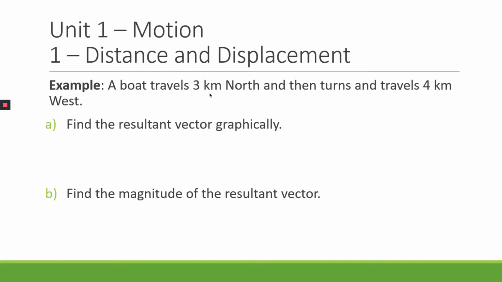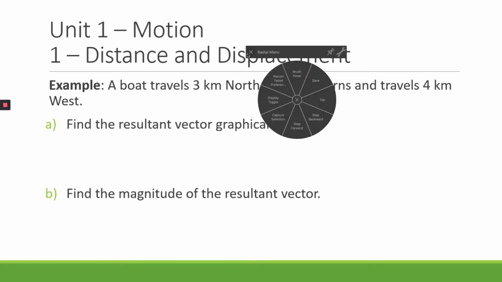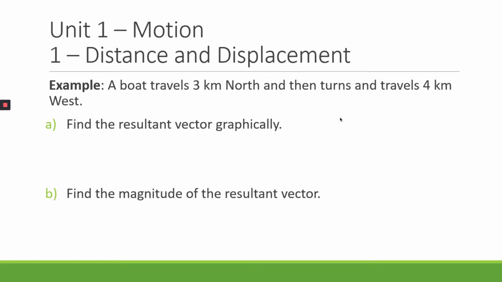A boat travels 3 kilometers north and then turns and travels 4 kilometers west. Okay. Find the resultant vector graphically. So we're going to graphically add those 2 vectors together. I'm going to do this twice so that you can see that the order does not matter. So we start here and we go 3 kilometers north.